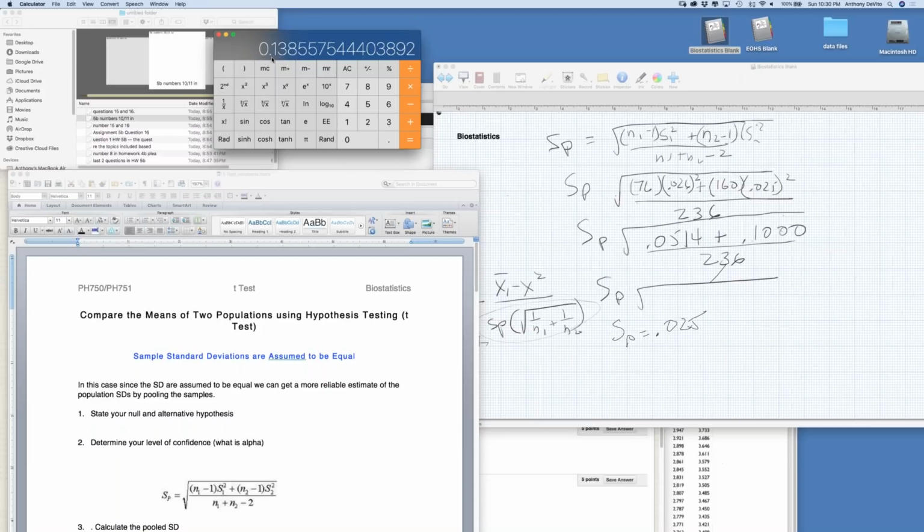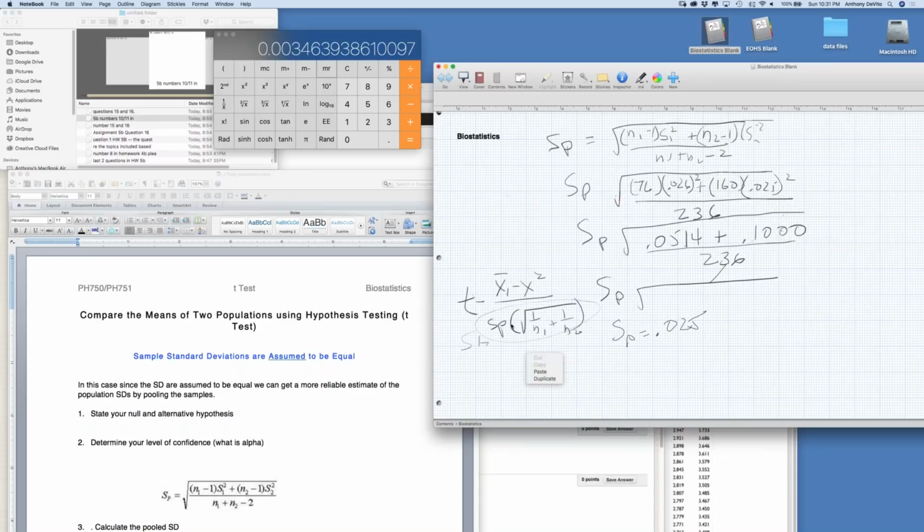That's equal to 0.0139, which is what's inside the square root. And I'm going to multiply that by our pooled standard deviation, which is equal to 0.025. And hopefully that'll give us our answer, which is equal to 0.0035. Okay, so on the bottom there is 0.0035. That's our standard error. And we're going to divide that into the difference between the two means.